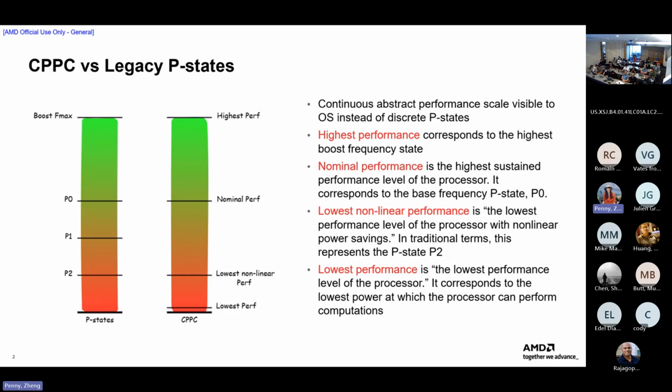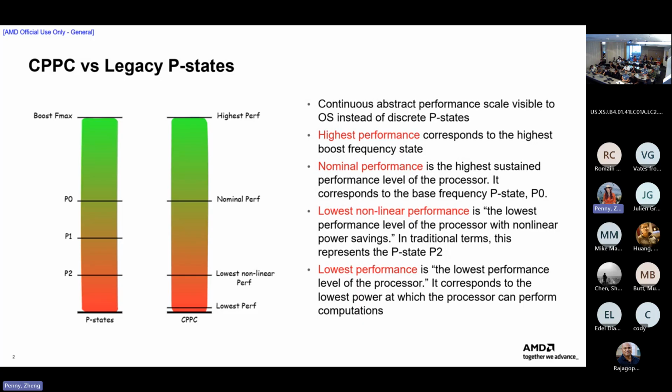The ACPI specification does not mandate a specific range of values to be assigned to this scale. It only defines several points, which I already drew in the picture: the highest perf, the nominal perf, the lowest nonlinear perf, and the lowest perf. Software could read them to comprehend the limits of the managed performance range.